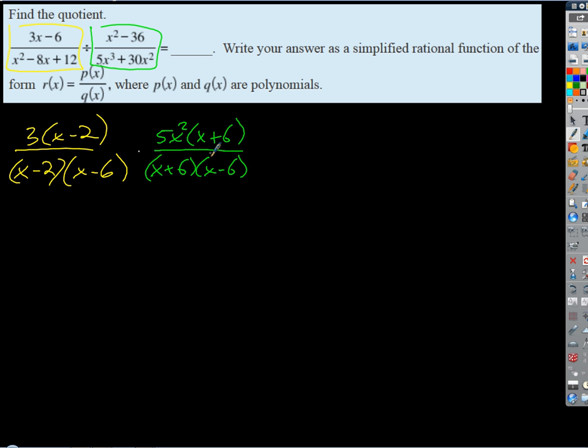So we could do, let's see, we could do that. What else could we do? Plus 6, like so. And then we would just multiply straight across and see what we get. Actually, we can just leave it like that. We don't have to, once again, we don't have to factor this or expand it. We can leave it in factored form. So what would we get? 3 times 5, 15, x squared over x minus 6 squared. We could just leave it like that.